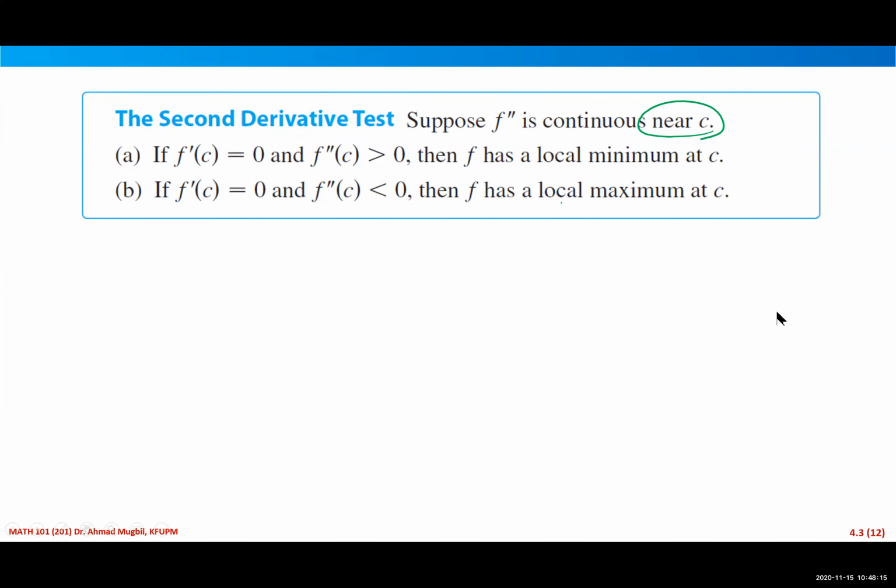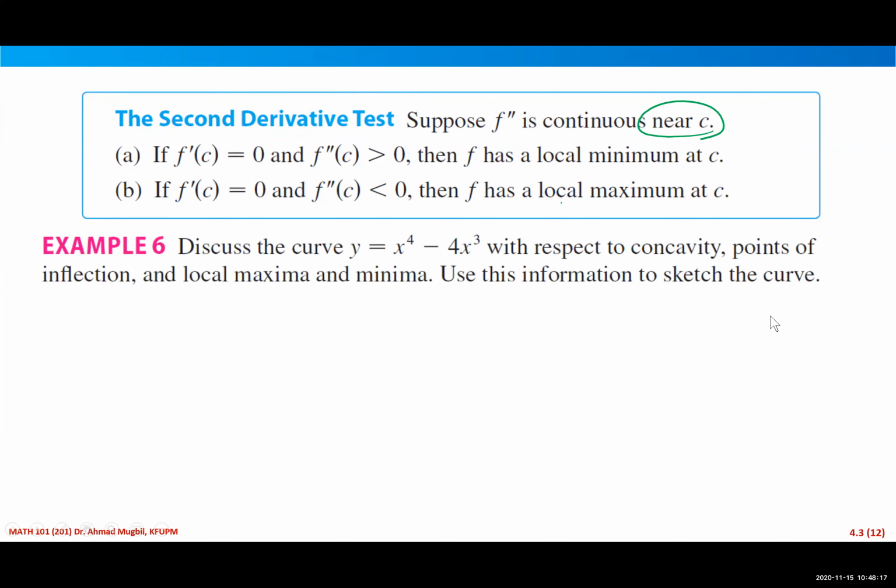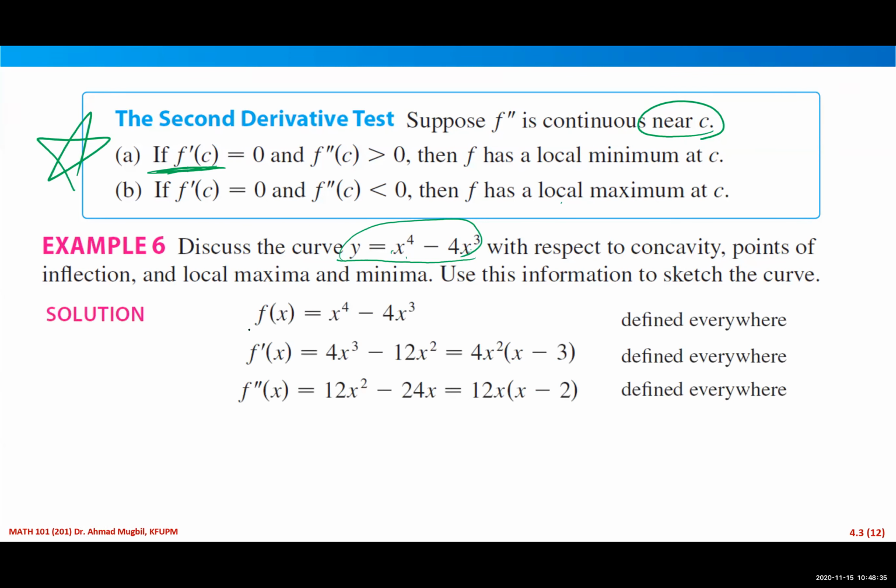Look how to apply this. Let's take an example. This is a function. You need now to study everything about this function, but let's focus on this. What you need to do to apply this test, ya shabab? You need the first derivative. Of course the function is continuous. Find the first derivative. This is step number 1. Equals 0.